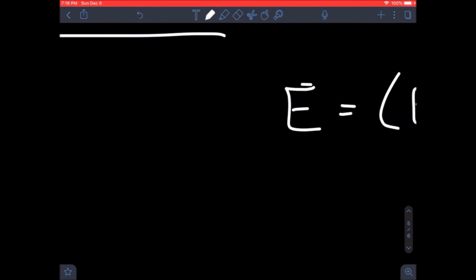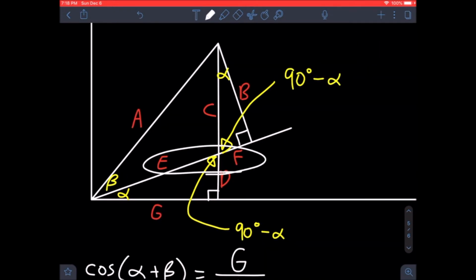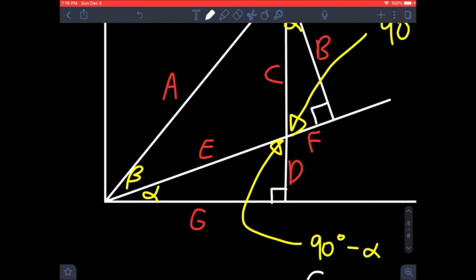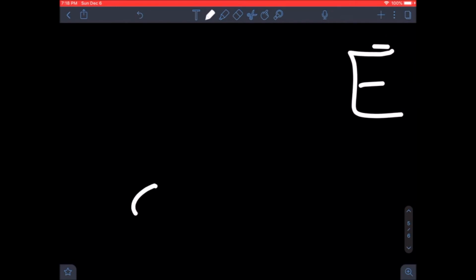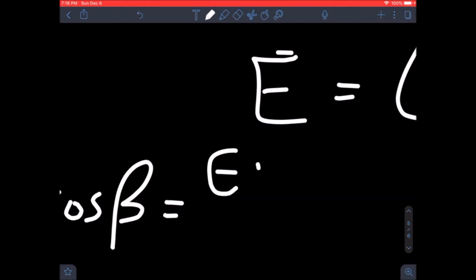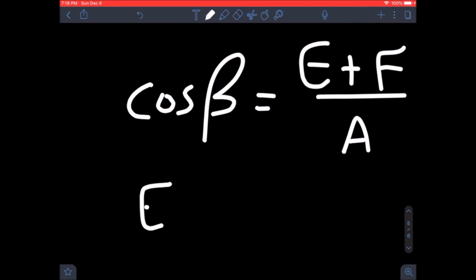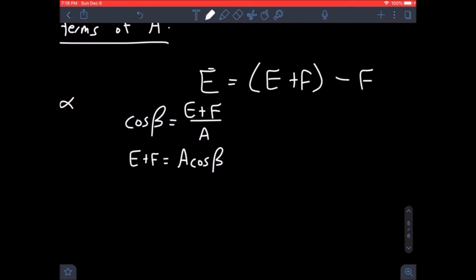So let's start out by just writing E plus F in terms of A. If we look at our picture right here, if we want to write E plus F in terms of A, they are part of this right triangle right here, which uses the angle beta. The cosine of beta is equal to E plus F over A. Let's just write that down. The cosine of beta is equal to E plus F over A. If we solve for E plus F, we get E plus F equals A times the cosine of beta. So that's E plus F.